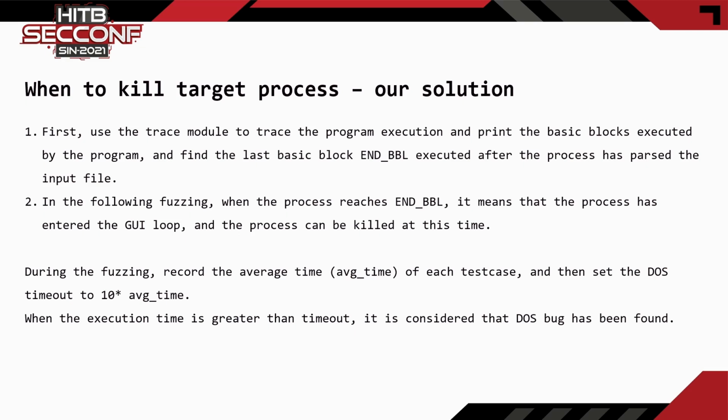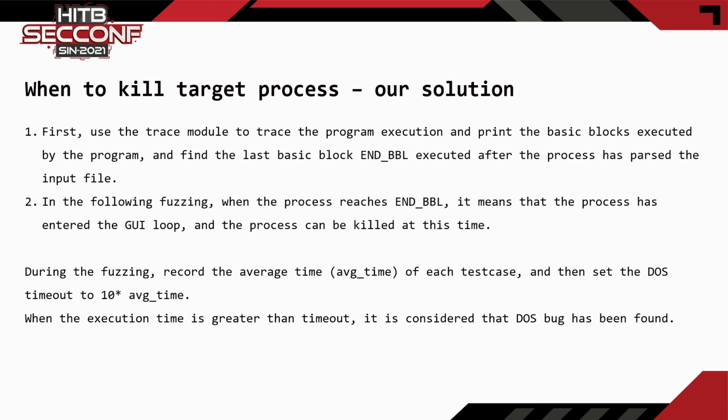First, we use the trace module to trace the program execution and print the executed basic blocks. Then we can find the last basic block executed by the process after it enters the GUI loop. We named it end BBL. In the following fuzzing, when the process reaches end BBL, it means that the process has entered the GUI loop and the process can be killed at this time.